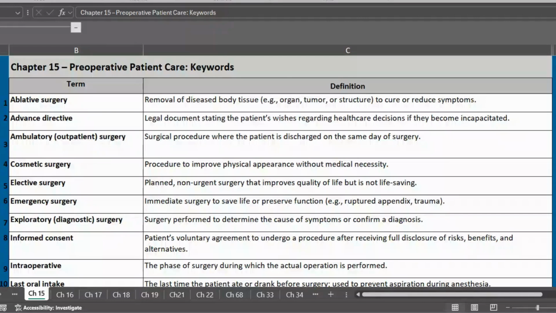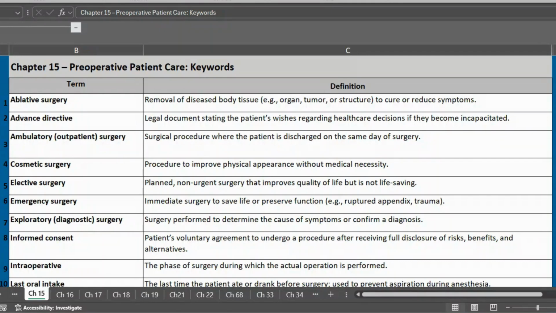Let's get started. Chapter 15, Preoperative Patient Care Key Terms. Ablative surgery is the first key term, which means removal of diseased body tissue. Example, removal of an organ, tumor, or structure to cure or reduce symptoms. For instance, removal of the gallbladder due to cholecystitis.